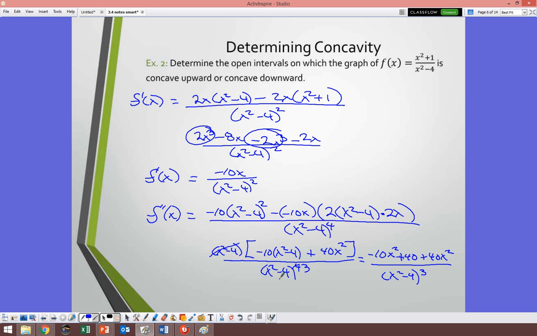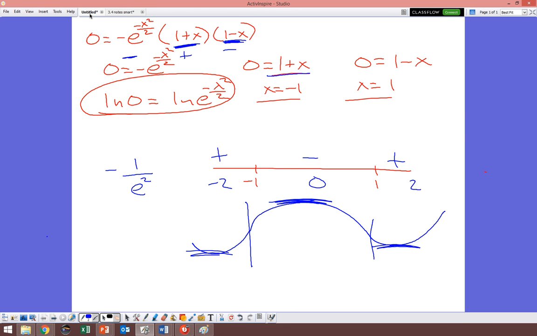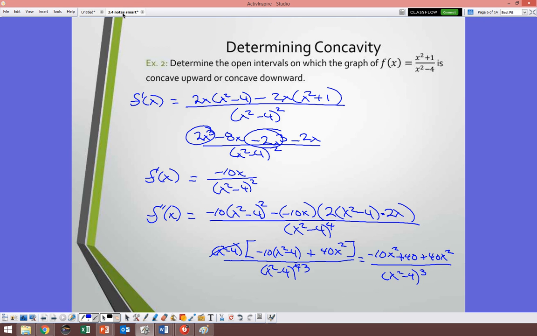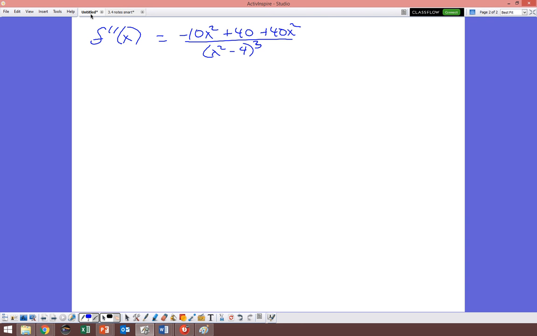Alright, so was it 10x squared? I'm going to take it to another slide. So what was f double prime of x? It was negative 10x squared plus 40 plus 40, minus 4. Can we combine that? I needed a new slide. Minus 4. So did I copy it right? Yeah, because I don't want to actually do the math if I miscopy.